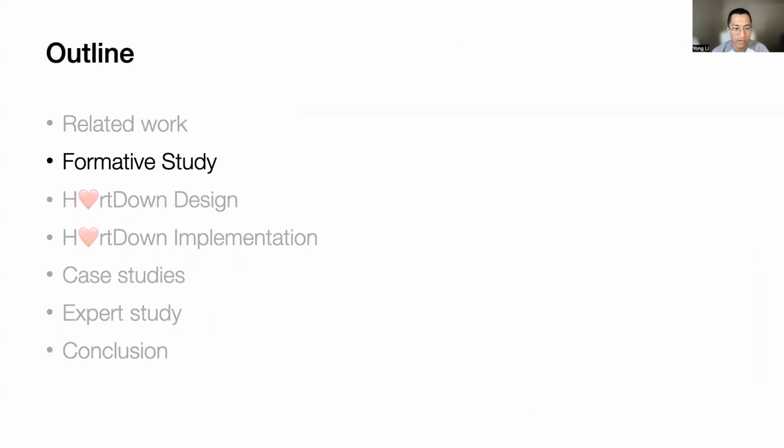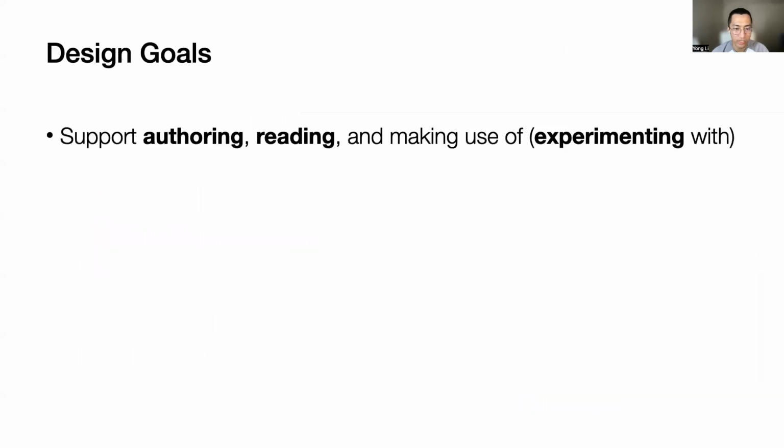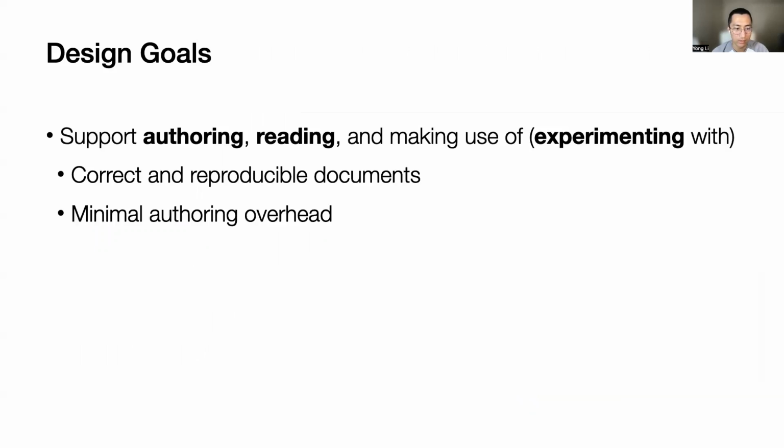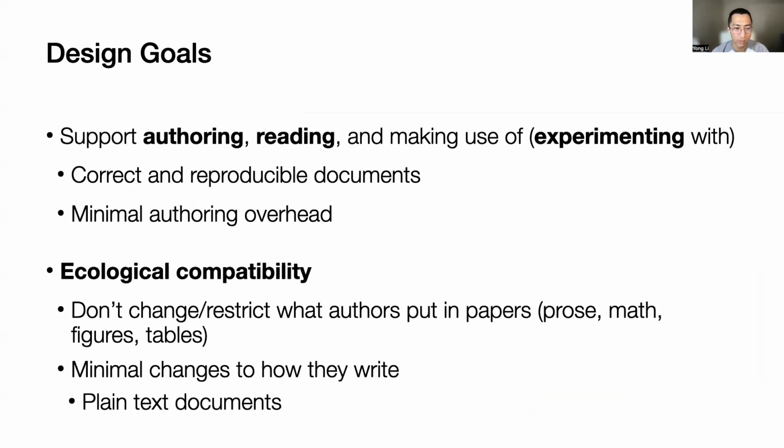We did a formative study for rtDown. Before that, we have two design goals. The first is to support authoring, reading, and making use of correct and reproducible documents with minimal authoring overhead. The second is to provide ecological compatibility, which means we don't want to change or restrict what authors put in papers, such as prose, math, figures, and tables. And we want minimal changes to how they write. For example, we prefer plain text documents.